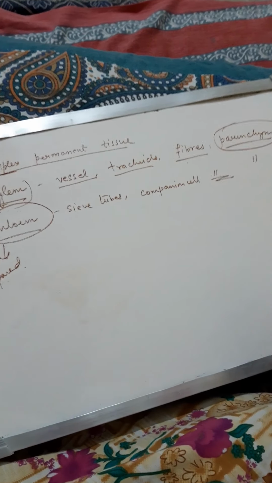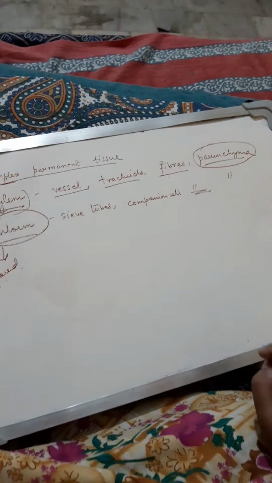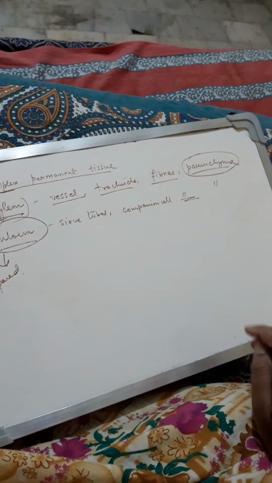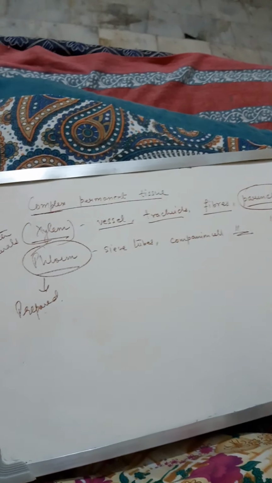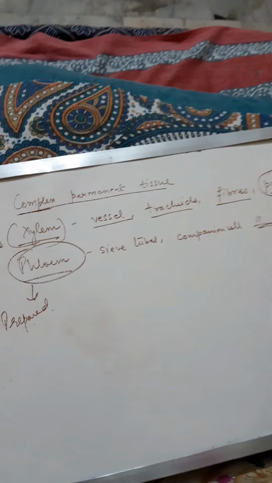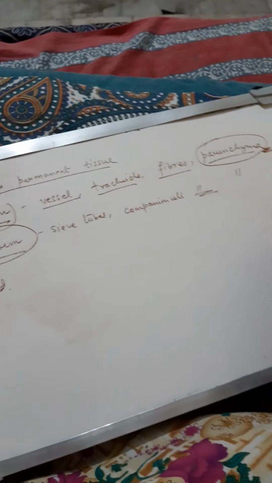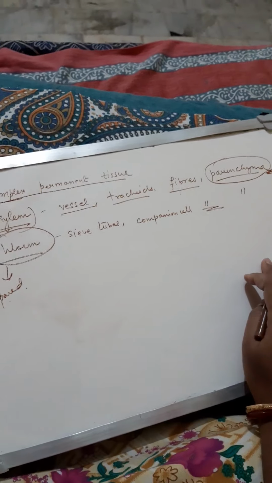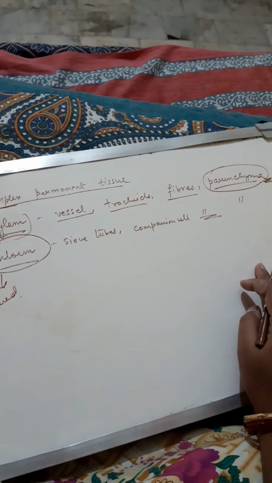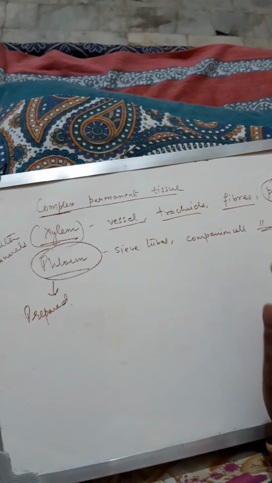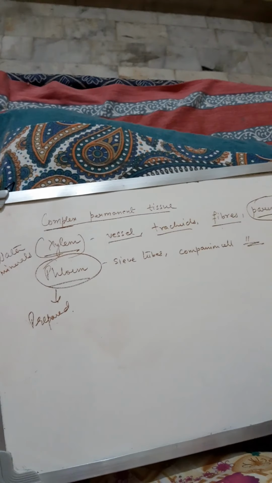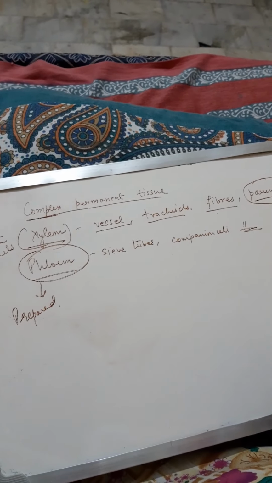Right. Now, xylem is completely made up of dead cells. All these cells, vessels, tracheids, fibers, all are dead. Only parenchyma is living because it has to perform the function of storage. So it requires proper space, so it is living. Whereas fiber is providing mechanical strength, so it is dead.